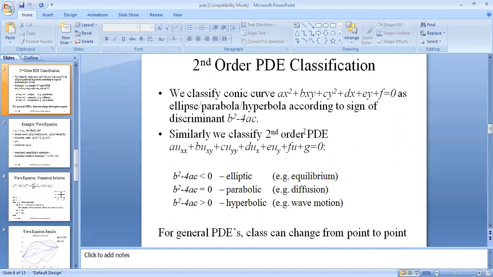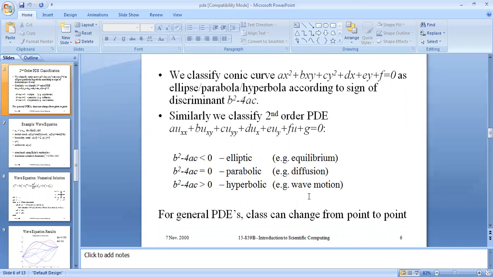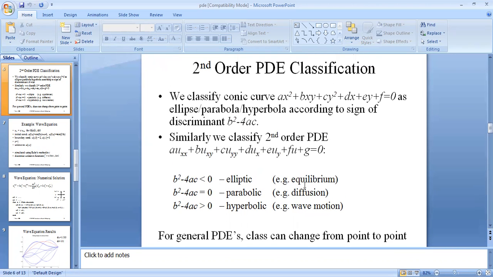Similarly, we can classify second order partial differential equations. This is the standard form of a second order partial differential equation. If b square minus 4ac is less than 0, then it is elliptic. If the discriminant b square minus 4ac equals 0, then it is parabolic. If it is greater than 0, then it is hyperbolic. So elliptic is the equilibrium equation, parabolic is the diffusion equation, and hyperbolic is the wave equation. Remember it. So this is the classification of second order partial differential equations.